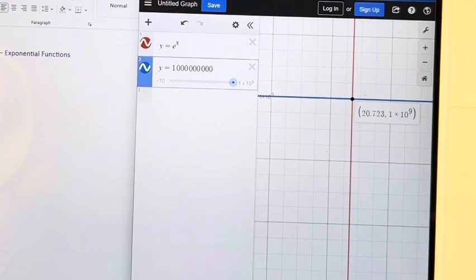And it happens right here at x is equal to 20.723, y is equal to 1 times 10 to the 9th, or 1 billion. So therefore, at e to the 20.723, the function e to the x passes 1 billion. Therefore, 20.723 is the value that the problem is looking for.